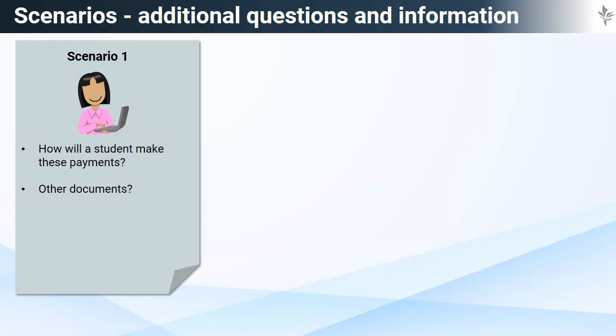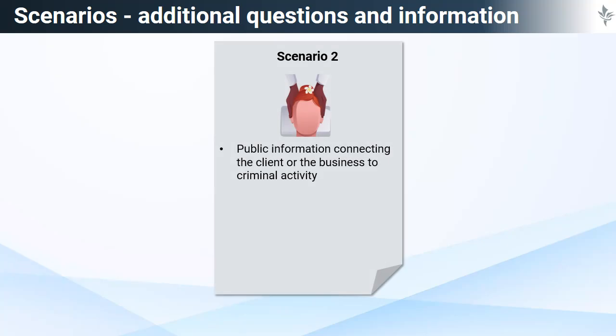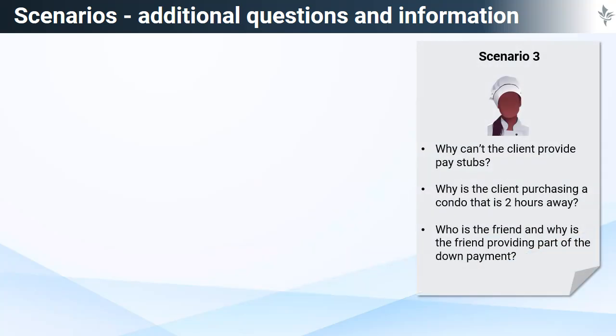For example, in Scenario 1, how will the client, who is a student, make the mortgage payments? What other documentation might you request? In Scenario 2, the client operates a massage therapy business in an area of town known for criminal activity. Therefore, would you check if there is any public information connecting the client or the business to criminal activity? In Scenario 3, why can't the client provide pay stubs? Why is the client purchasing a condo that is 2 hours away? Who is the friend and why is the friend providing part of the down payment?